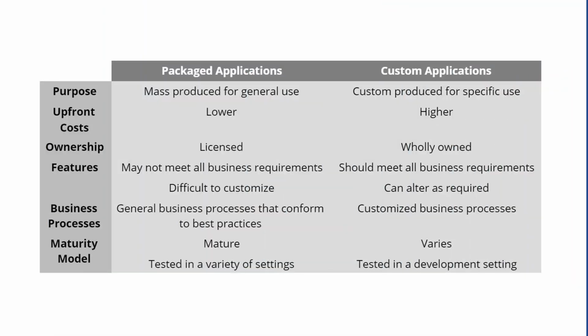Now you'll see this chart in your notes, and we're talking about packaged applications versus custom applications, packaged versus custom, so you kind of understand the basic differences. When we look at this first one about packaged applications, packaged or off the shelf, the purpose, mass produced for general use, right? Because it's for your company and everyone else's company. That means upfront costs are lower, it's going to be less expensive, it's cheaper.